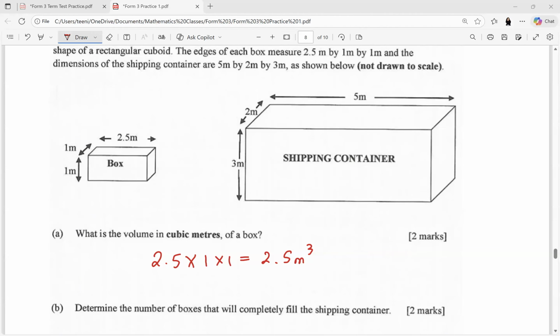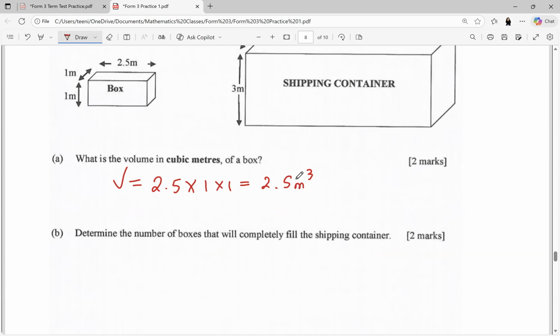So Matthias, correct. Length times width times height, 2.5 by 1 by 1, which is 2.5 cubic meters. Be sure, guys, to put in your cubic meters, right? And you see they highlighted it just to let you know that you need that as part of your solution, since volume is measured in cubic units.